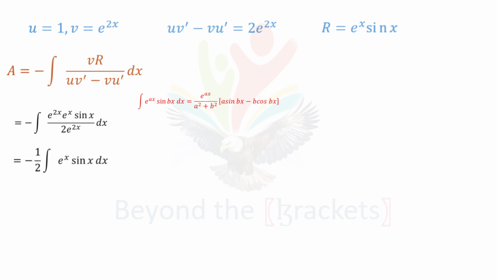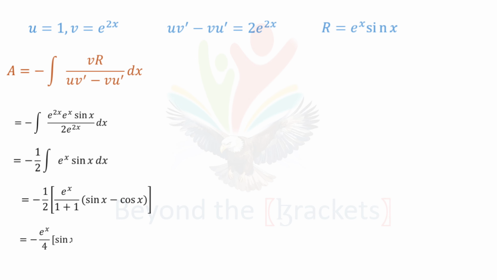We know that integration of e power ax sin bx with respect to x is e power ax by a square plus b square into a sin bx minus b cos bx. Here a is equal to 1 and b is equal to 1. So we get integration of e power x sin x with respect to x as e power x by 1 plus 1 into sin x minus cos x. So that gives the value of a.